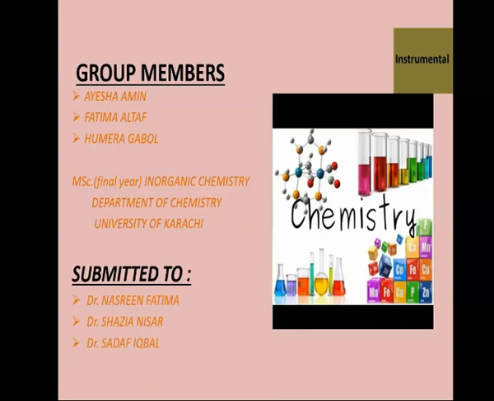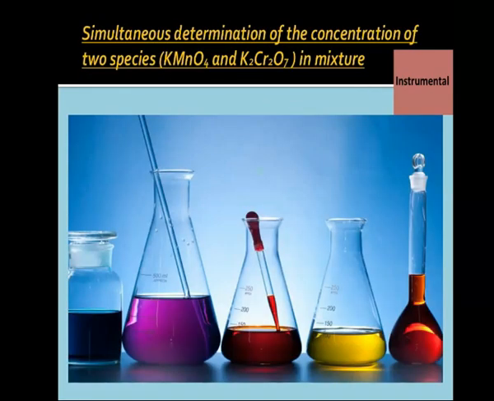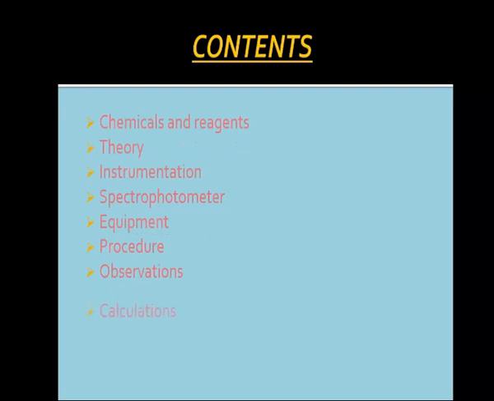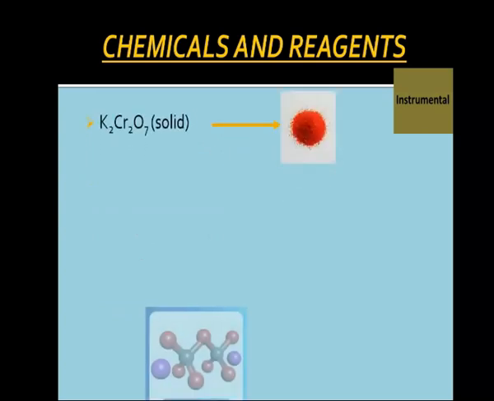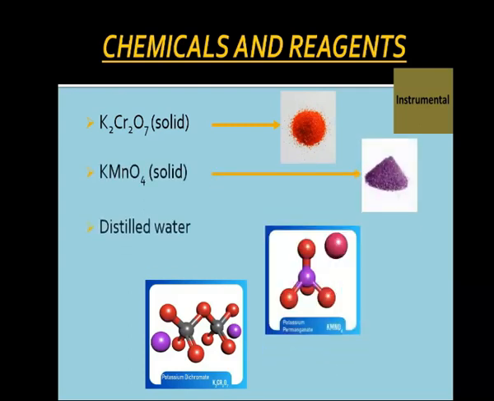Now, moving towards our today's presentation, the topic of my presentation is simultaneous determination of the concentration of two species, potassium permanganate and potassium dichromate in a mixture. Some of the contents of this topic are the chemicals and reagents, the theory, instrumentation, equipment, procedure, observations, calculations, and result. Now, the chemicals and the reagents. The first one is potassium dichromate, the second one is potassium permanganate, and distilled water is used for making up the volume up to the mark.